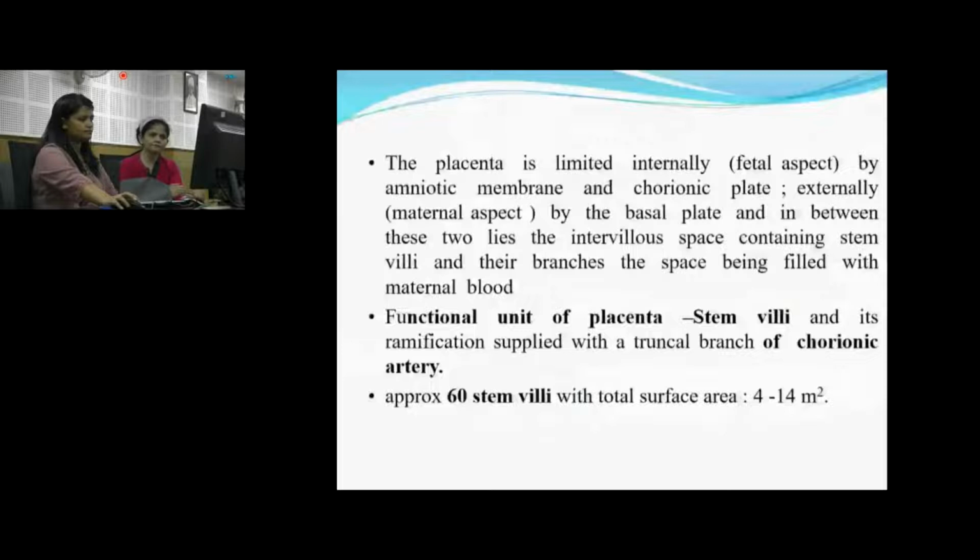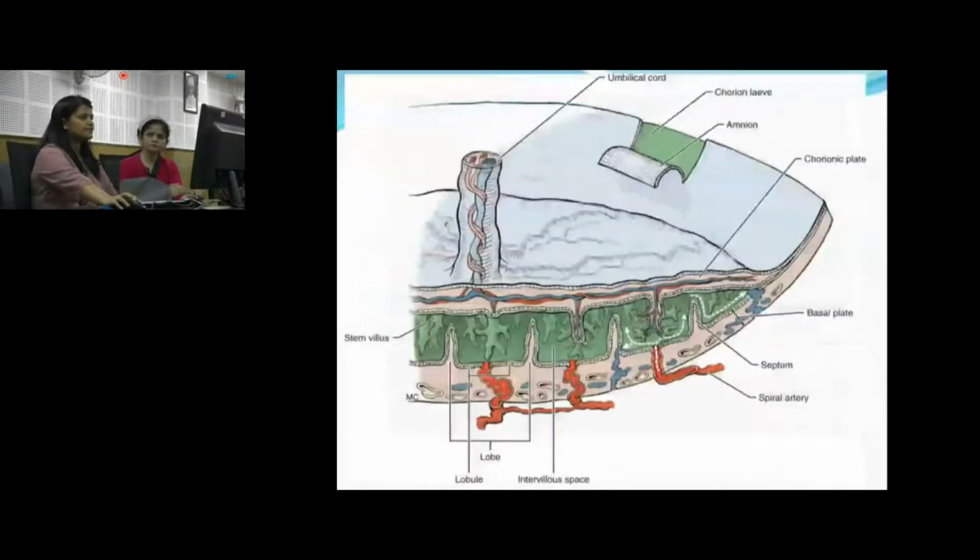So this is again the expanded diagram. Here you can see this is the fetal surface which is covered by amnion. This is the intervillous space, and you can see the spiral artery supplying it.